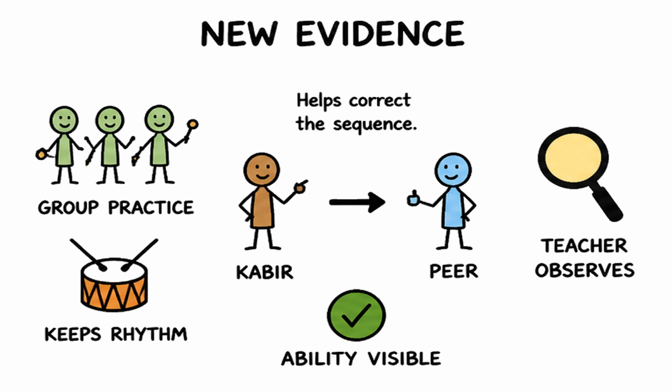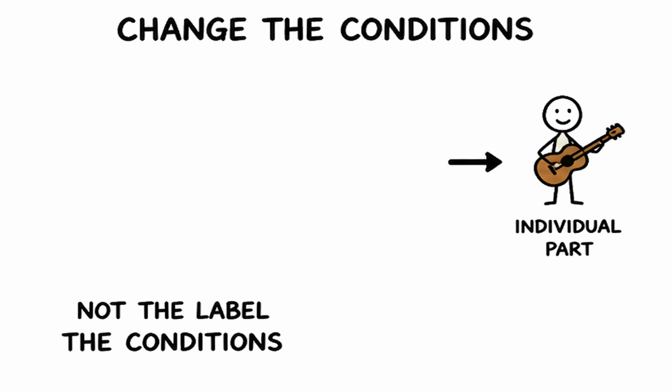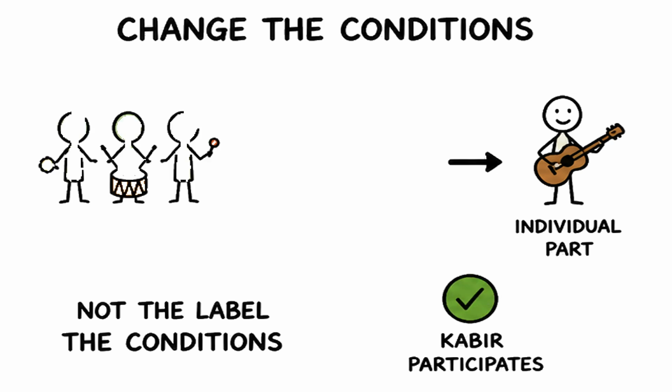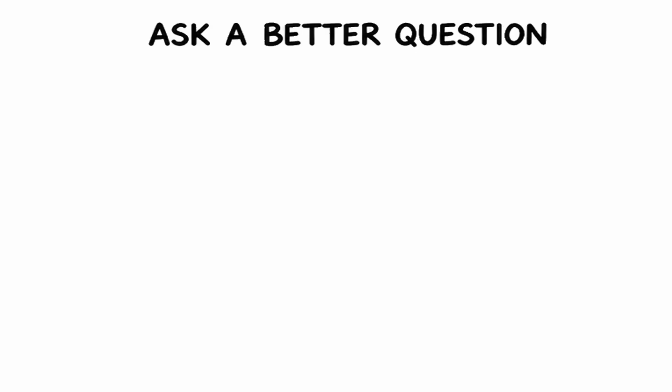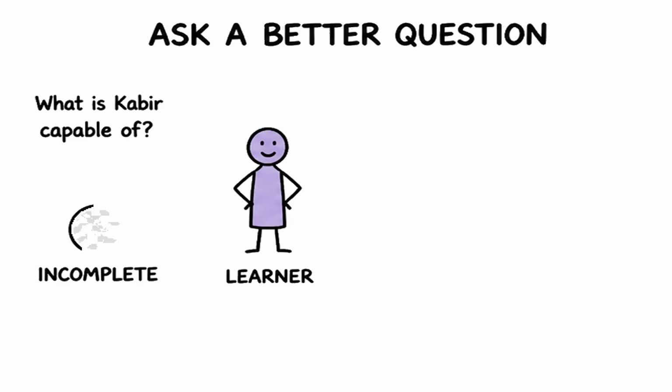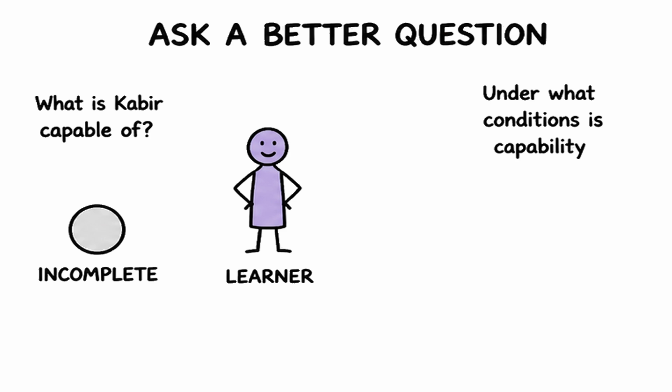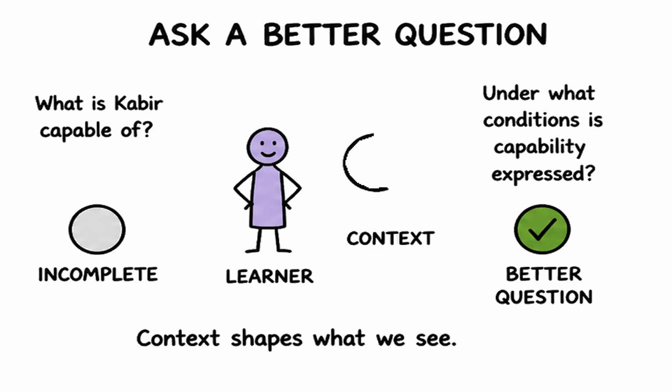New evidence appears. So the teacher changes the conditions, not the label. Kabir first performs in a small ensemble, then gradually takes on an individual part. Under new conditions, his capability begins to show. The important question is not simply what is Kabir capable of, it is also under what conditions is that capability being expressed. The context shapes what we see.